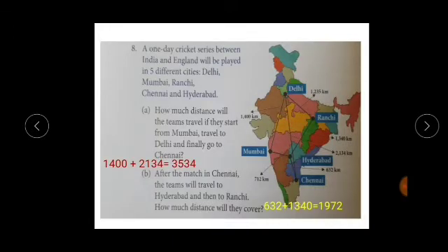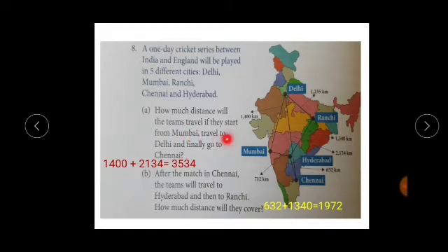You have to do it in your textbook itself. A one-day cricket series between India and England will be played in 5 different cities: Delhi, Mumbai, Ranchi, Chennai and Hyderabad. We need to find how much distance the teams will travel if they start from Mumbai, travel to Delhi and finally go to Chennai. So the map is given, the distance between the places is also given here. So we have to find how much total distance they traveled. The destination is also given in the question.